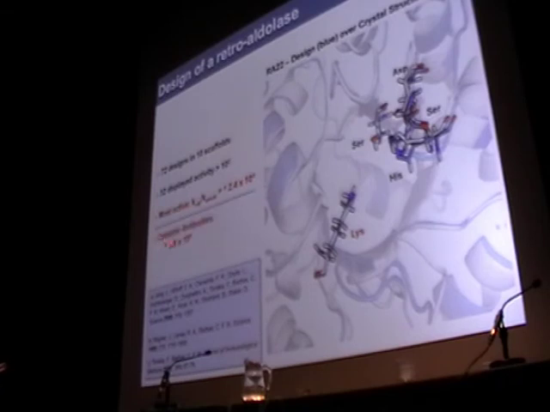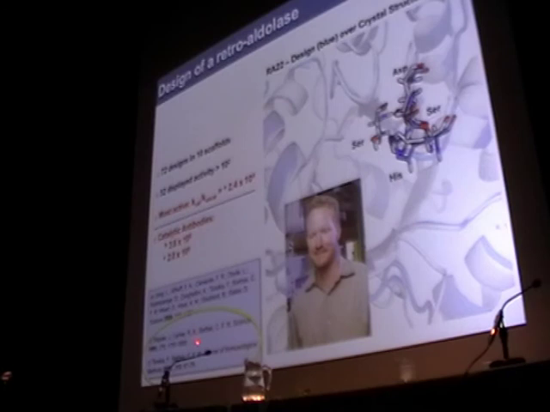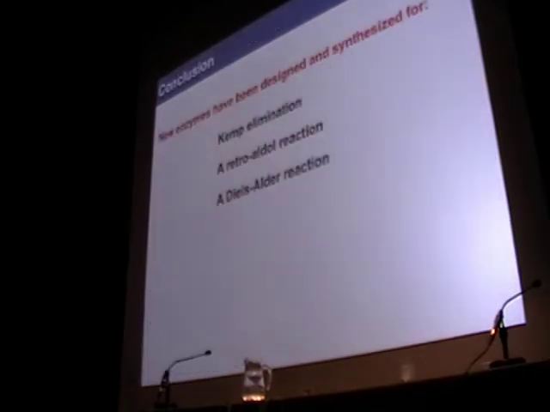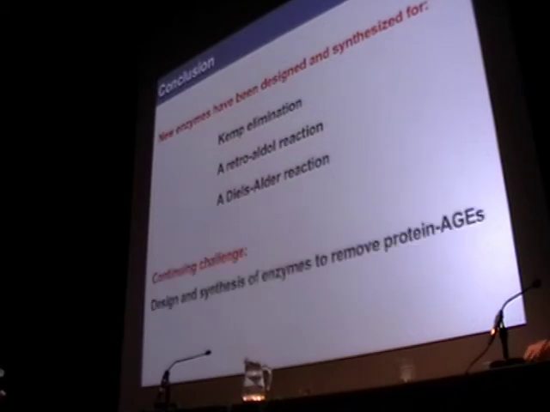By comparison, catalytic antibodies are better in this case. So there's one at 10 to the 5th, another at 10 to the 8th. Both of these are from Carlos Barbas, who was part of the enzyme design project, but also had previously done the catalytic antibody work. And you'll hear from Carlos tomorrow on a different subject. The end of the story here, we've successfully designed and synthesized catalysts for these three types of reactions. And of course, in the context of this meeting, our next challenge is to try to design and synthesize enzymes that might remove protein AGEs from modified proteins.